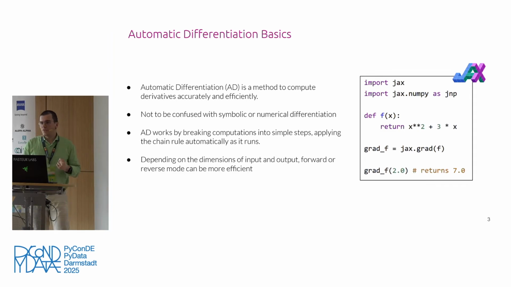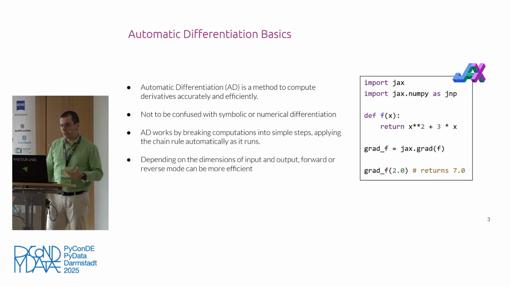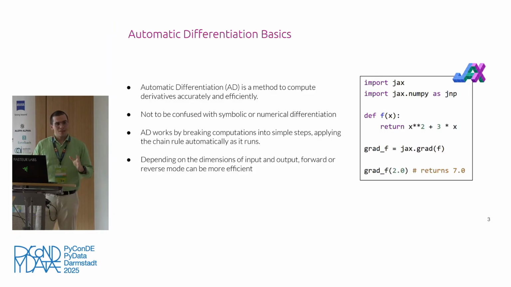And a lot of differentiable programming is powered basically by automatic differentiation. So let's recap a few salient features that are going to be useful for the rest of the talk. In particular, automatic differentiation is a method to compute derivatives with your computer, typically. You can do it by hand if you want. And you can compute them accurately and efficiently.